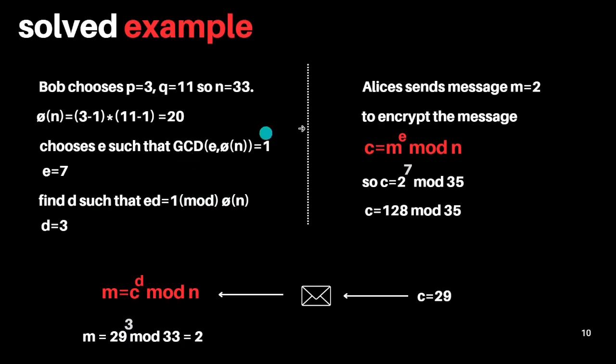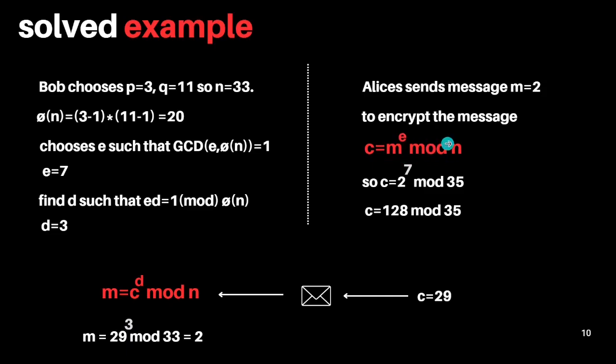So coming to the encryption and decryption part. Now Alice wants to send a message to Bob. Let the message be M = 2. To encrypt this message, she will be using this encryption algorithm.